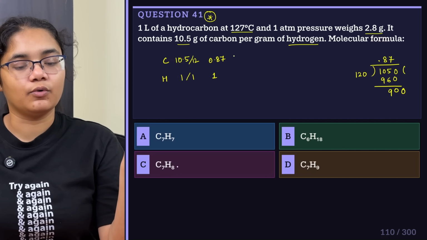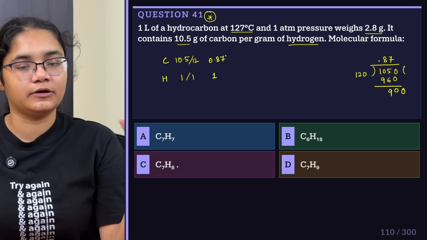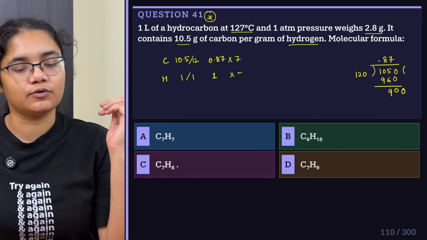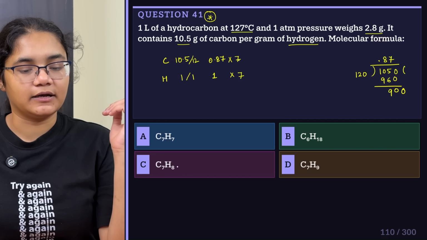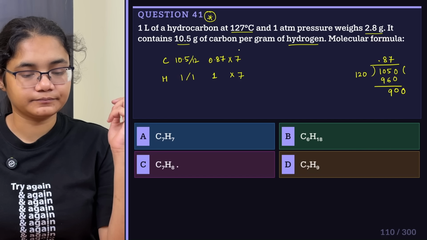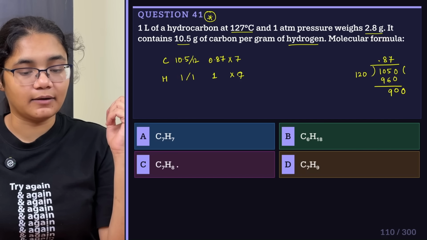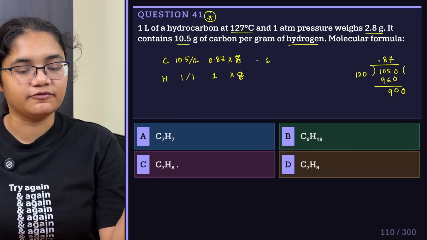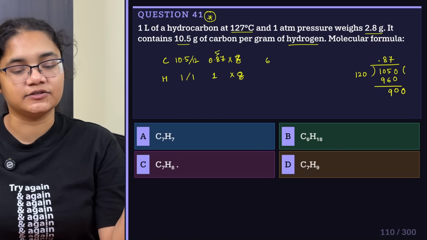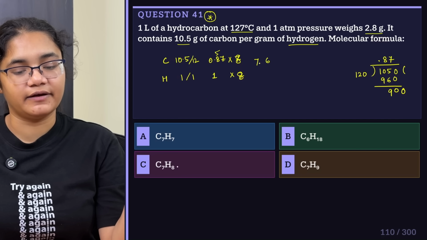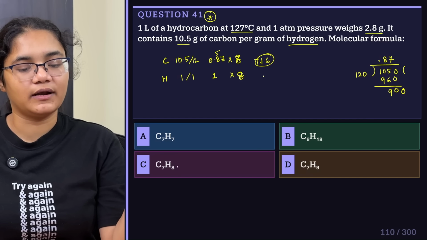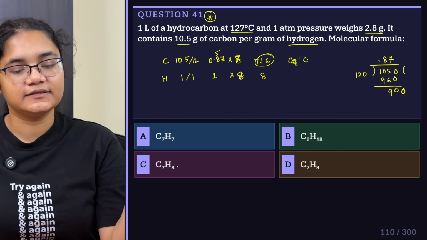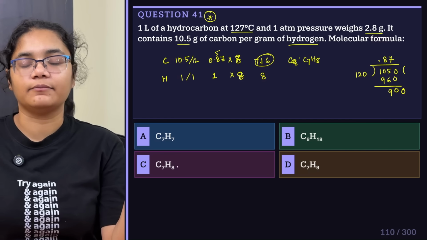Now to convert it into a whole number, you have to find a multiple. I can multiply this one with 8 and this one also with 8, so that I can get a whole number. So you see 8 7s are 56, 8 8s are 64, 64 plus 5 is 71. So 7.1, about 7, I will get here and I will get 8 here. So C7H8 is the empirical formula.